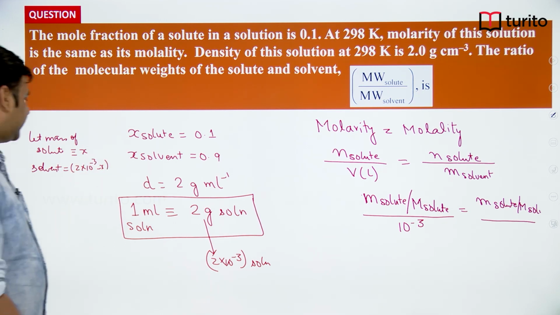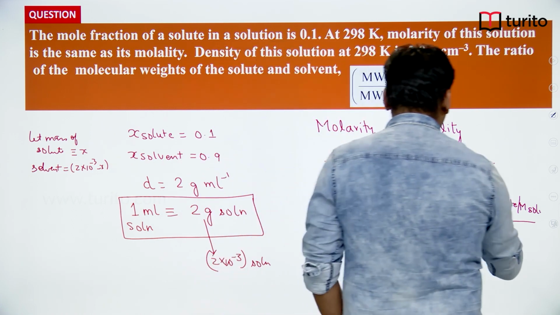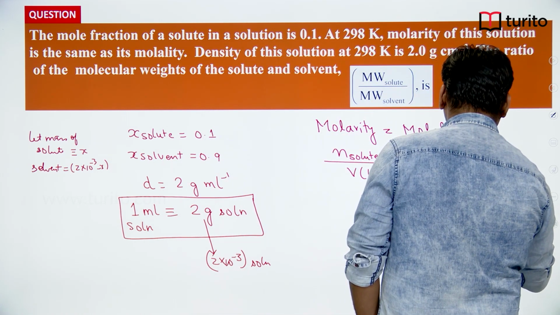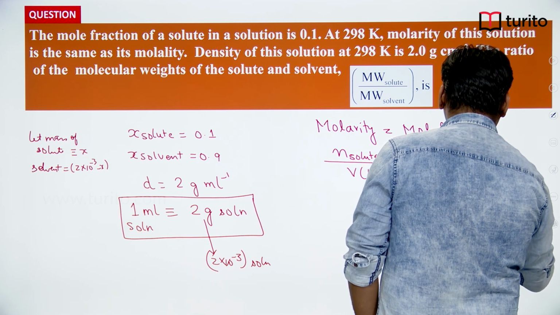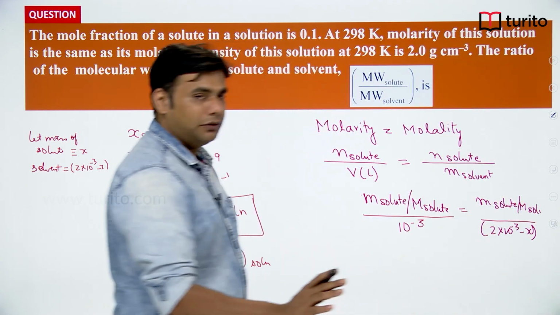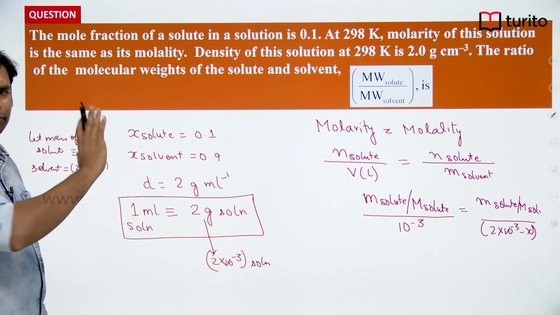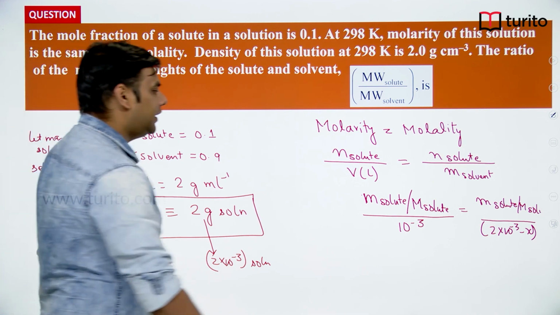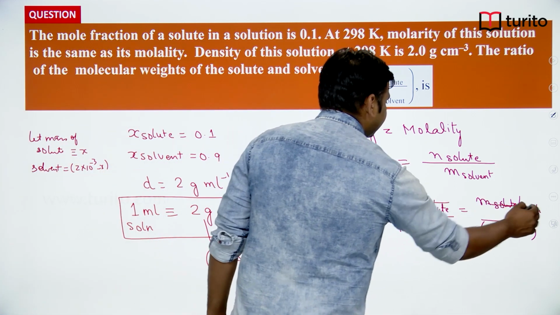Okay, so I can write this as 2 into 10 raised to minus 3 minus x. Hope this is clear to you. So we are just using that simple fact that is given in the question, that molarity is equal to molality. So you can see that these two terms will be cancelled out.